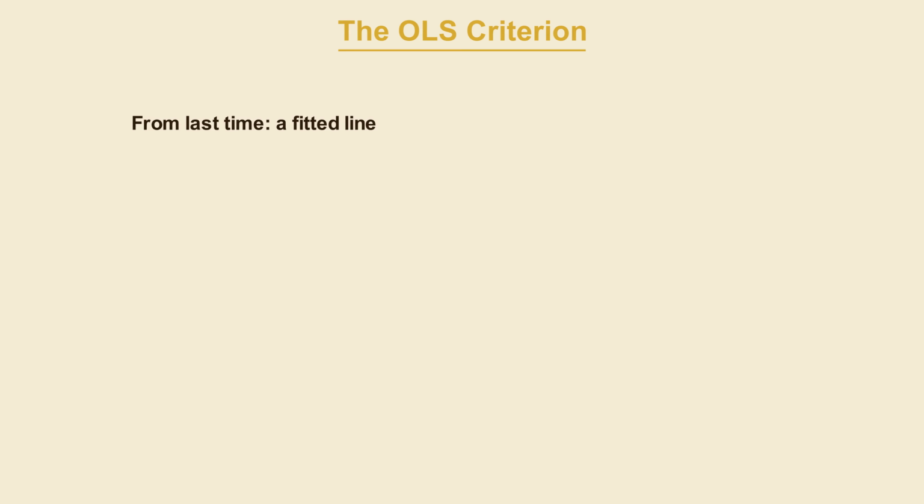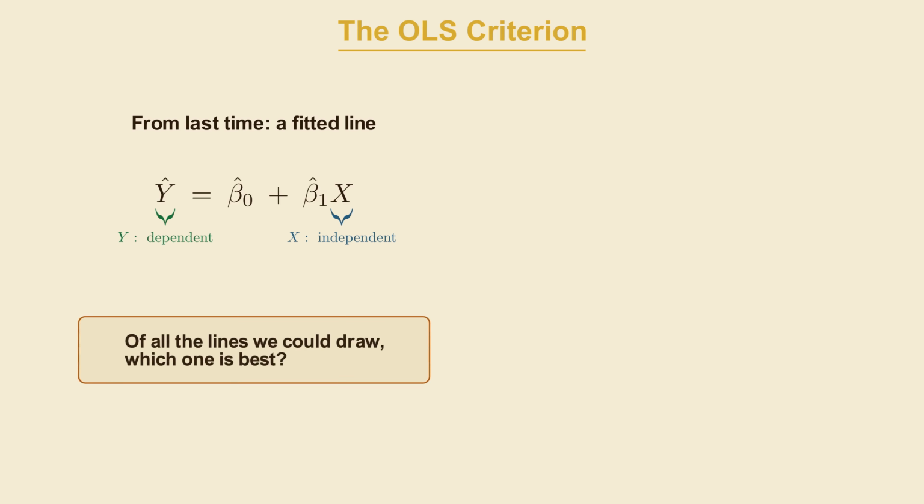So in the last couple videos, we set up the simple linear regression model. We've got a dependent variable y, an independent variable x, and we want to describe the relationship between them with a straight line. The question we left hanging, however, was this. Out of all the straight lines that we could possibly draw through the data, how do we pick the best one? That's the question that ordinary least squares answers.